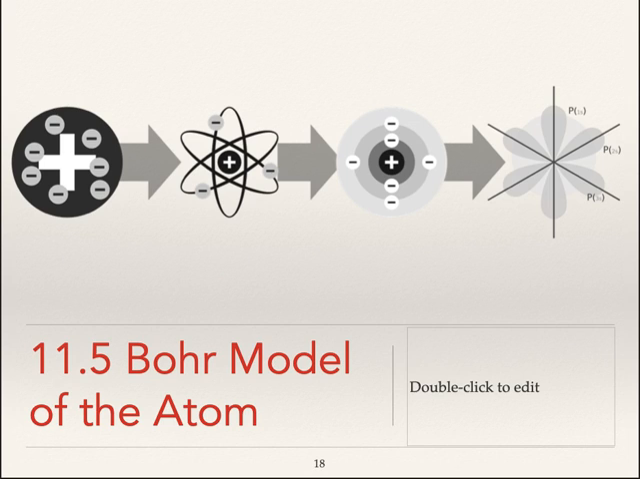Hey guys, welcome back. In this section, we're going to look at 11.5 on the Bohr model of the atom. The picture you're looking at right here shows us the progression of models of the atom that physicists and chemists developed over a period of, golly, it wasn't real long, maybe 30 years or so, 35 years.